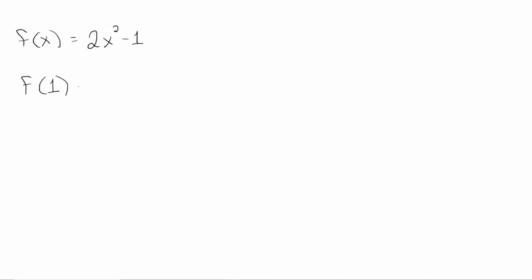Let's look at something like f of 1. What this says is: what is the output when 1 is the input? So all it's saying is that we need to change x to a 1. So we have 2 times 1 squared minus 1. 2 times 1 times 1 is 2. And 2 minus 1 is 1. So for this function, when we input the number 1, we get the number 1 as an output.